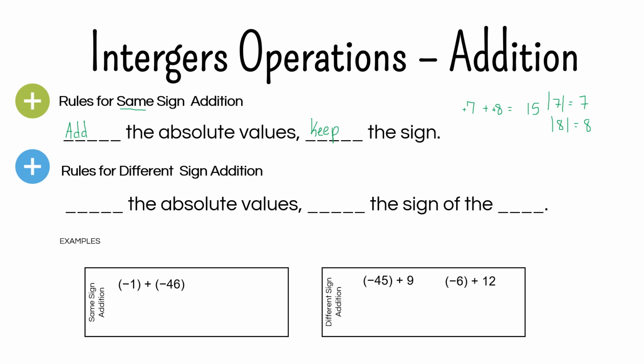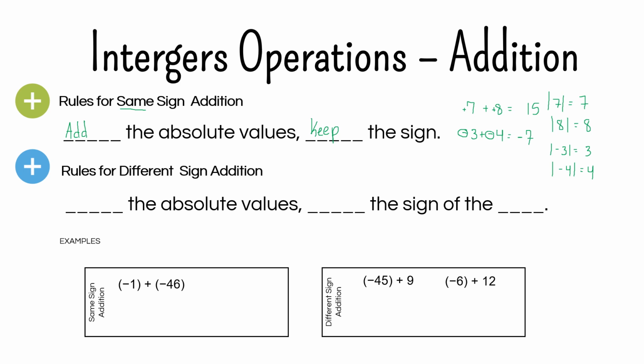If these were both negative numbers, let's say we had -3 plus -4, the absolute value of -3 is 3. -3 is 3 places away from 0 on the number line. The absolute value of -4 is 4. -4 is 4 places away from 0 on the number line. So 3 plus 4 would add up to be 7, and we keep the sign as negative because they both have a negative sign.